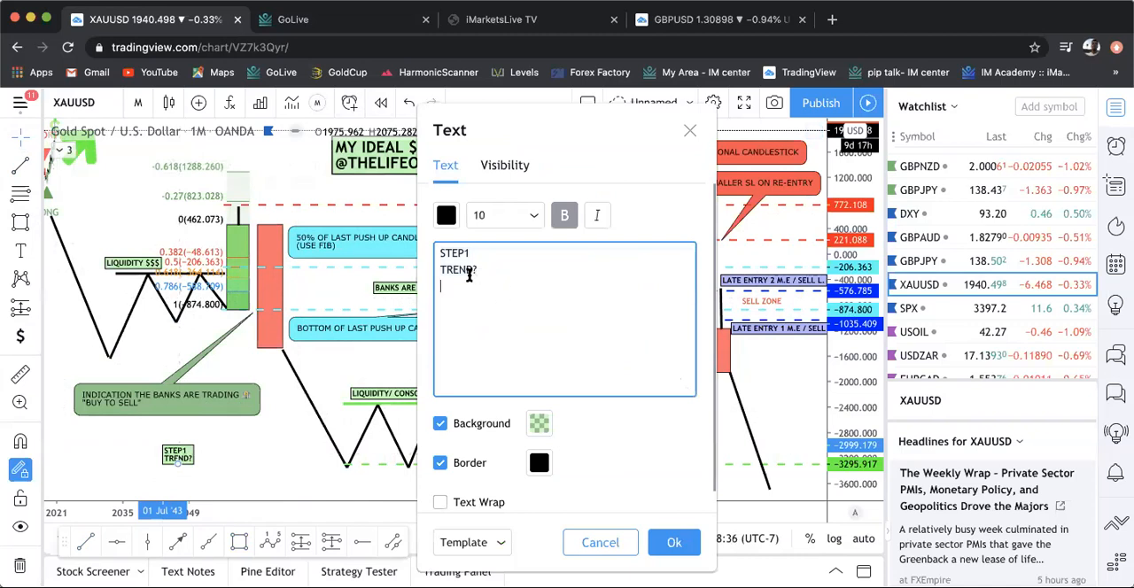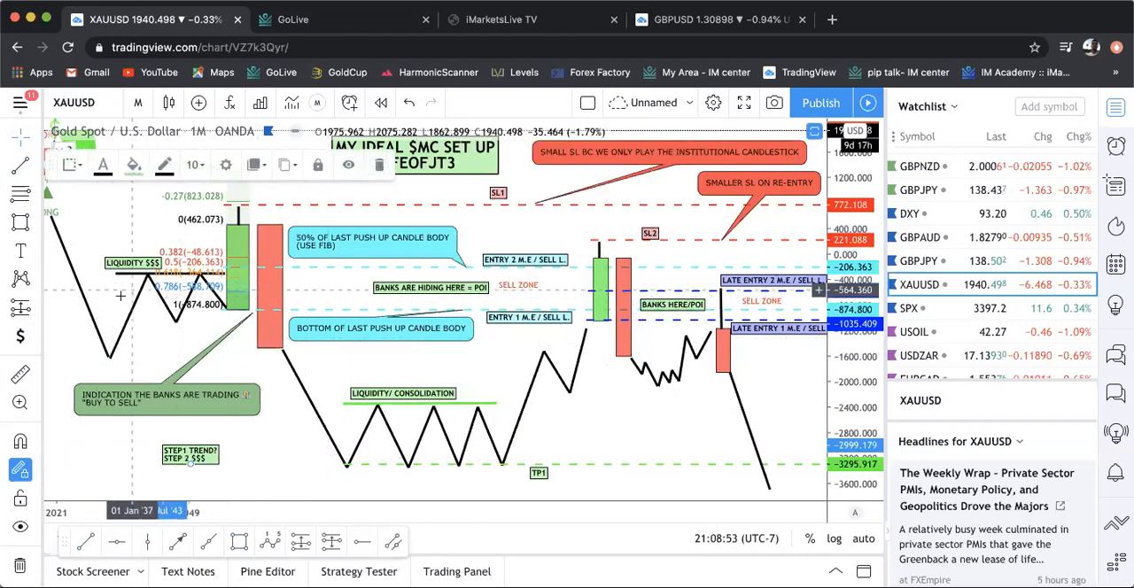Step number two, we're looking for liquidity. I'm just going to put money signs. We're looking for liquidity. So step number two, we could see we had the downtrend and liquidity started building up. How do we know liquidity started building up?